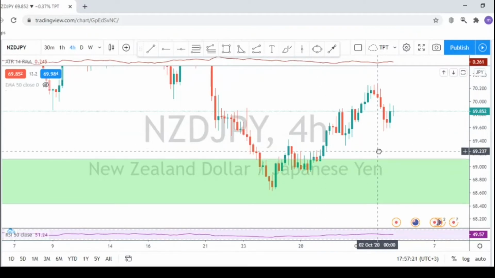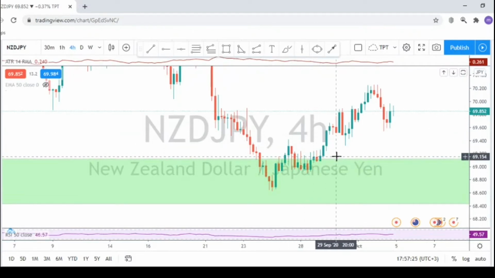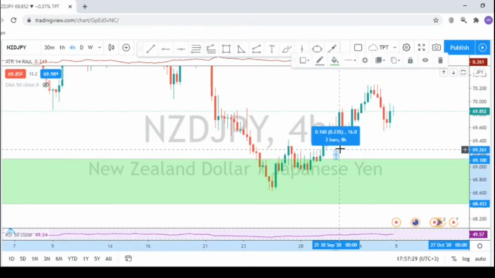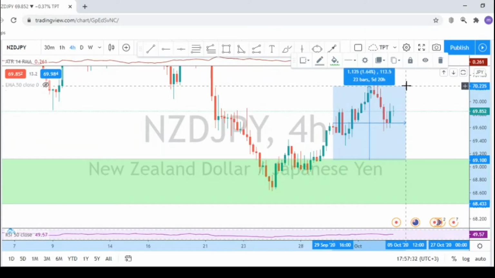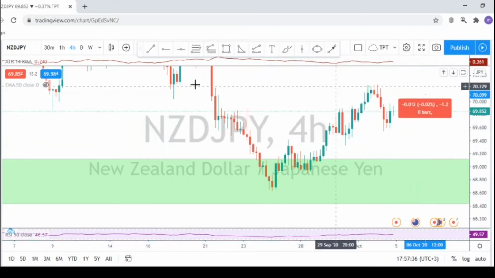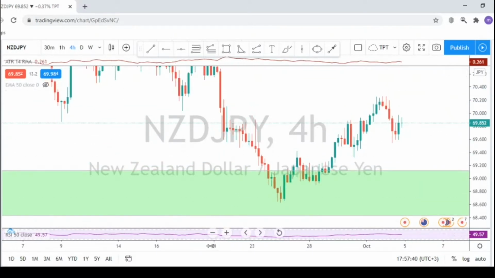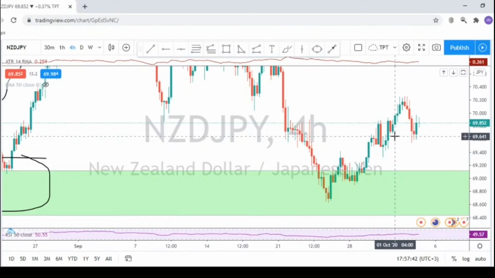I think last week the market was in this zone, and let me see how many pips this market has moved. This market has moved over 100 pips within 1 week. So this was another prediction that came true. Another prediction was Aussie dollar.